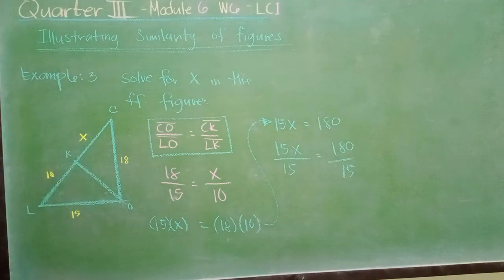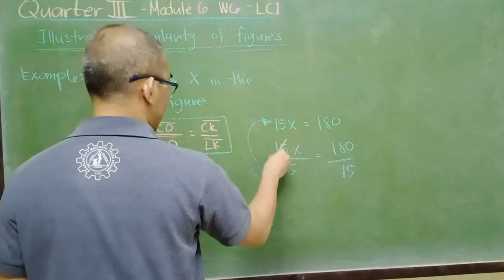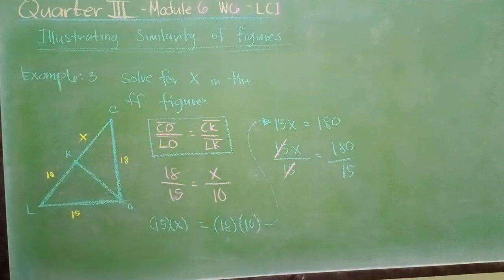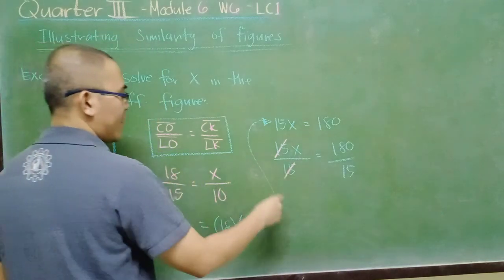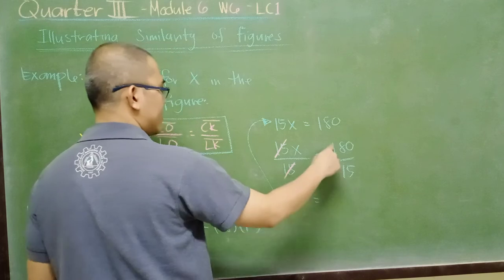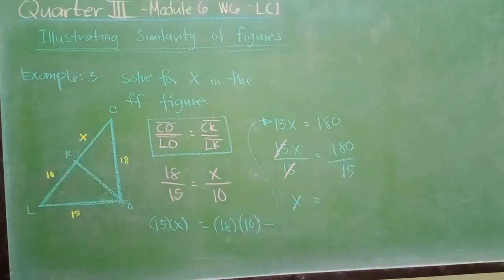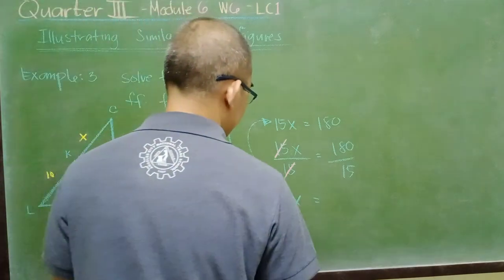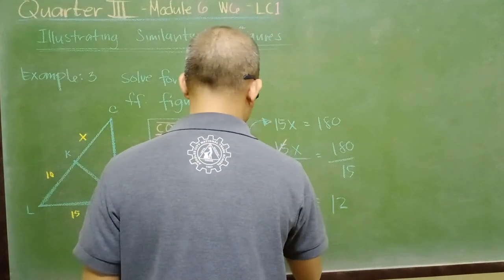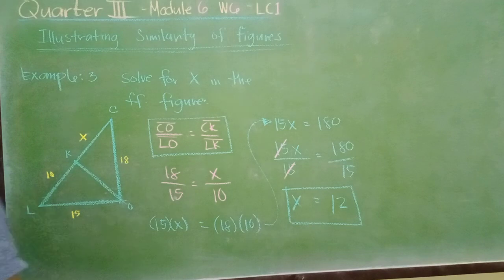So, mangyayari, ika-cancel na natin yung 15. So, matitira na lang dito sa left side is yung x. And then 180 divided by 15. 180 divided by 15, that will give us 12. So that's number 3. Example number 3.